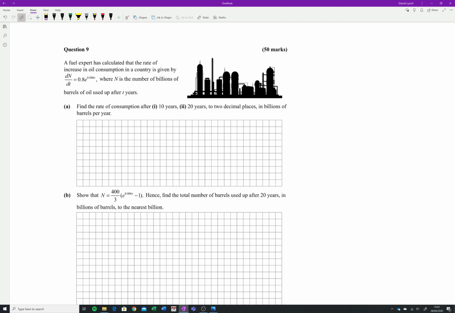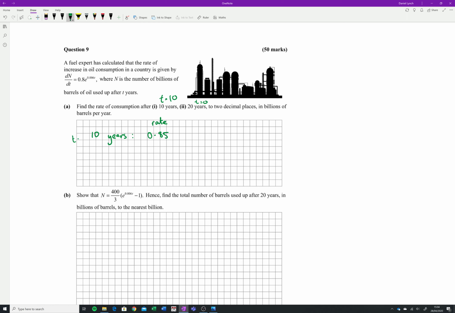It says find the rate of consumption after 10 years and after 20 years to two decimal places. They're asking for the rate itself, so there's no need to do anything wild here. They're just saying t is 10 and t is 20. So we can fill this in: 0.8 e to the power of 0.006 times t, where t is 10. So after 10 years, to two decimal places, 0.85 is the rate.